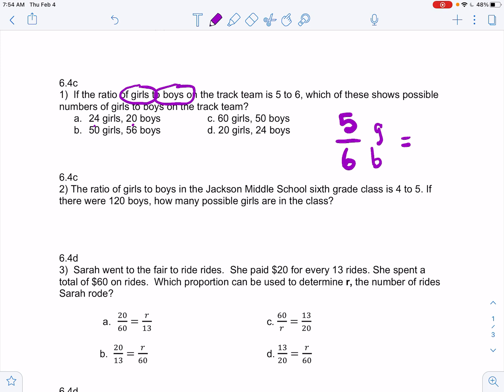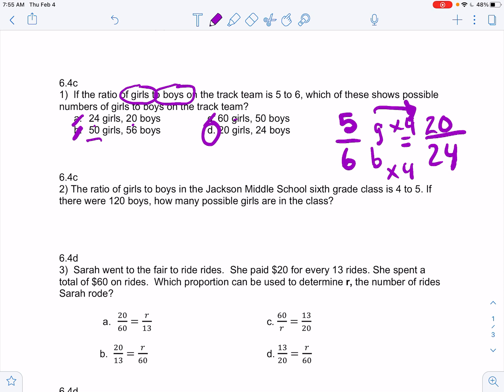Can you get 5 to 24? No. Can you get 5 to 50? Yes, 5 times 10. Well, is 6 times 10 56? No. Can you get 5 to 60? Yes, times 12, but 6 times 12 is not 50. So it's going to be D. Can you get 5 to 20 times 4? And 6 times 4 is 24. Two equivalent ratios will create a proportion.